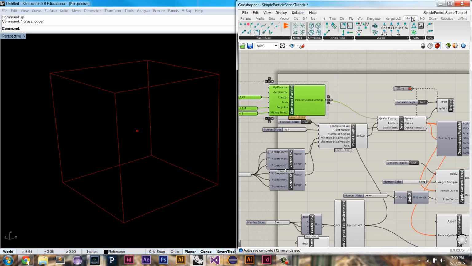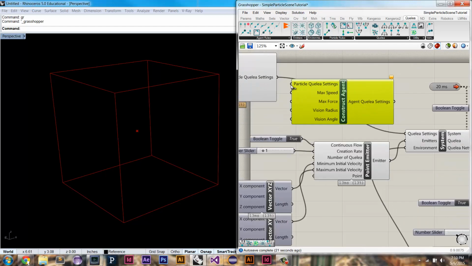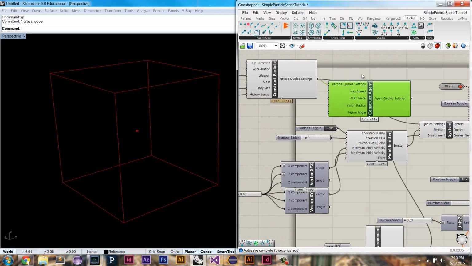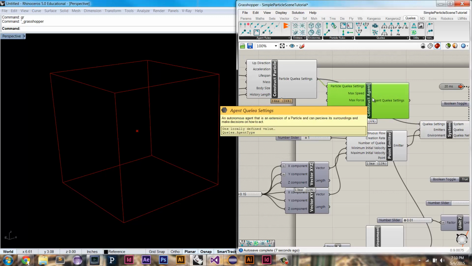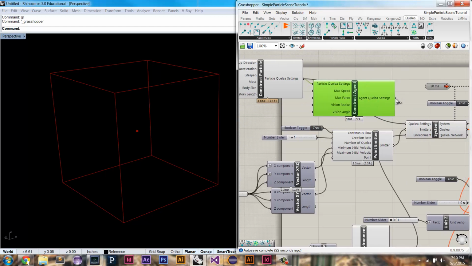So first we're going to need to add in a construct agent component, and we can see that the construct agent component in fact takes in a particle, and part of this reason is because agents are really just kind of extensions of a particle. They're particles that also have an ability to kind of perceive their environment. So in order to do that perceiving, they have things like a vision radius and a vision angle. I guess I'll go over them when they're relevant and when you can actually see some differences.